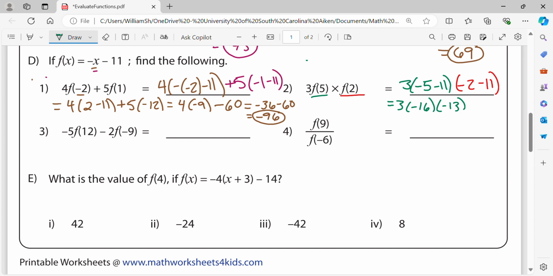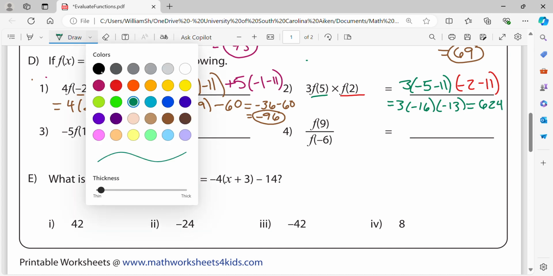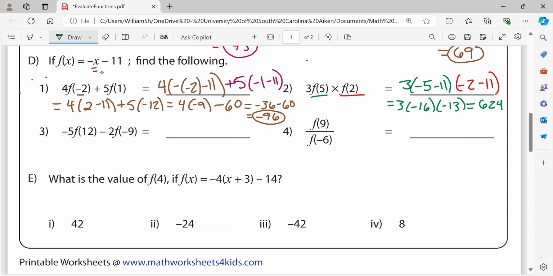Or if you decide to use a calculator here and not do it by hand, you can do 3 times negative 16 times negative 13. Your calculator and your calculations by hand should give you the same thing. Should give you 624. Awesome. So we're getting a little hard here. A little difficult, but we can do it, no problem.